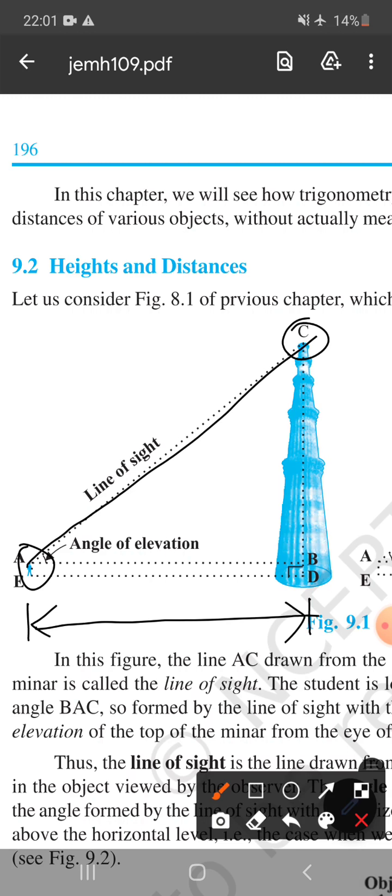Then the angle formed from the horizontal to the top of the tower is known as angle of elevation, and the line joining the eye of the observer and the top of the tower is called the line of sight.